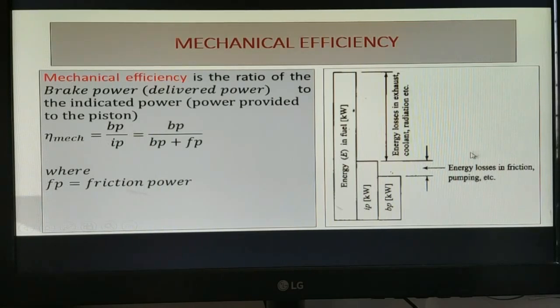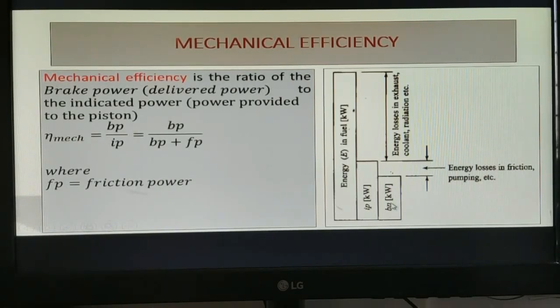In friction loss there is friction between the piston and cylinder, and also some bearings and some parts of the engine. Because of the friction between these parts, there is loss in the power. Also pumping losses, meaning the suction and exhaust strokes. During the suction and exhaust strokes, some part of the indicated power is used to carry out that suction and exhaust. That we are considering in this friction power. So this is nothing but the friction power.